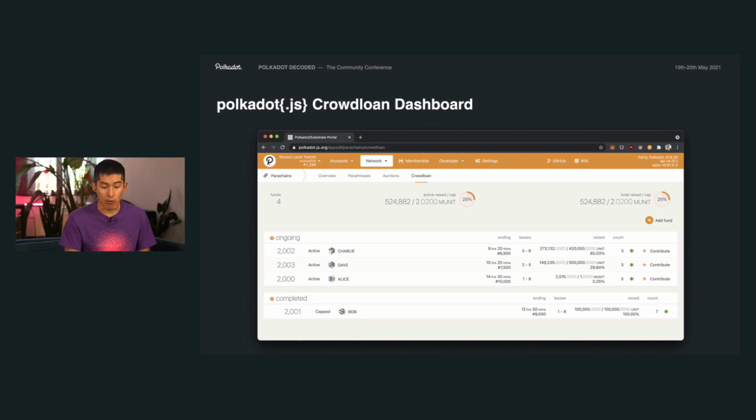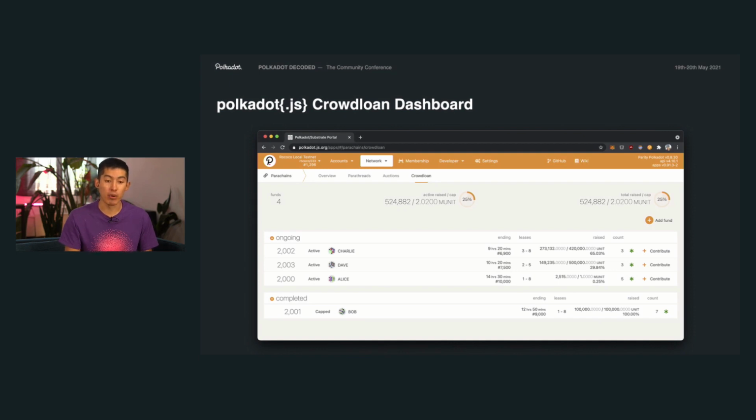You can see here that there are 4 crowdloans. Bob's is already completed because Bob has already reached the limit of the amount of funds that he was looking to raise for his crowdloan. So there aren't any more contributors allowed in that. But you can see that Charlie, Dave, and Alice still have crowdloans going on. And each of them have different lease periods which they're bidding for. And of course, also a different ending time for the crowdloan.